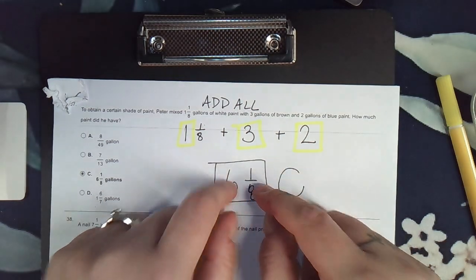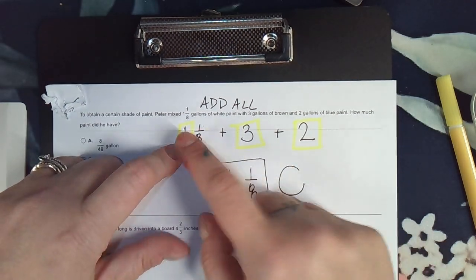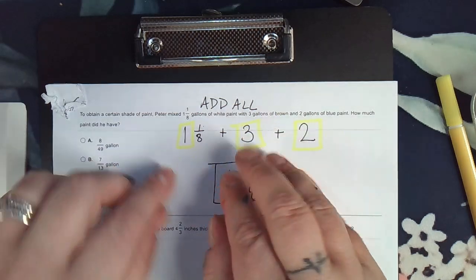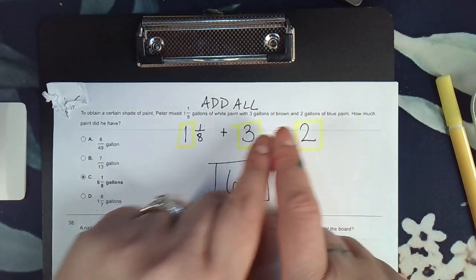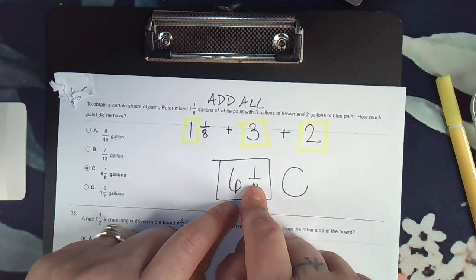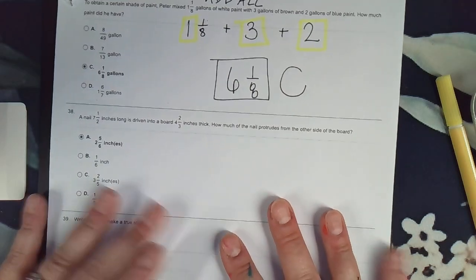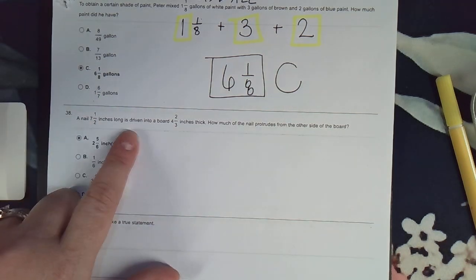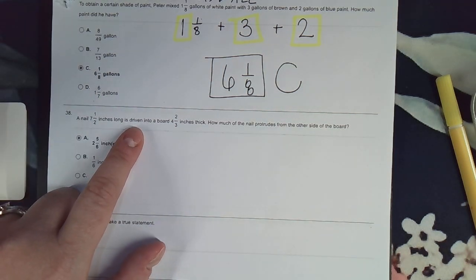Okay, this one was really easy because I only had one mixed number, so I was able to do it real simple and just take the big numbers and add them. On the next problem, we might have to do a little extra. Okay, this says a nail that's 7.5 inches long is driven into a board.